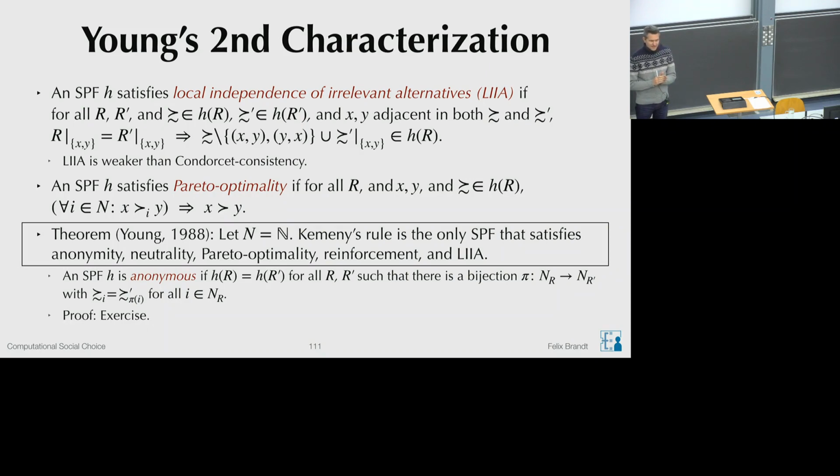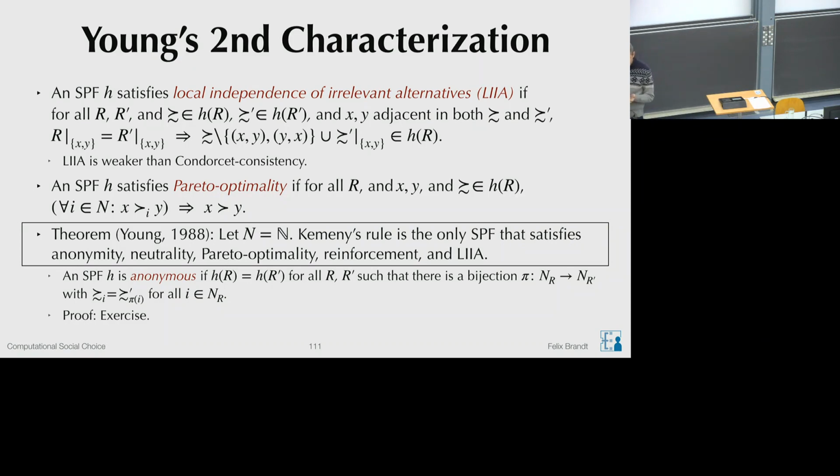Okay, and I mentioned when I introduced reinforcement that the condition of reinforcement seems a bit weaker for social preference functions, because if you have two different electorates, reinforcement only has an interesting consequence if there are Kemeny rankings for both of these electorates that are completely the same. Whereas for social choice functions, the choice sets need to overlap, but here we have to have exactly the same Kemeny rankings for two different electorates. And this seems to be more difficult to satisfy.